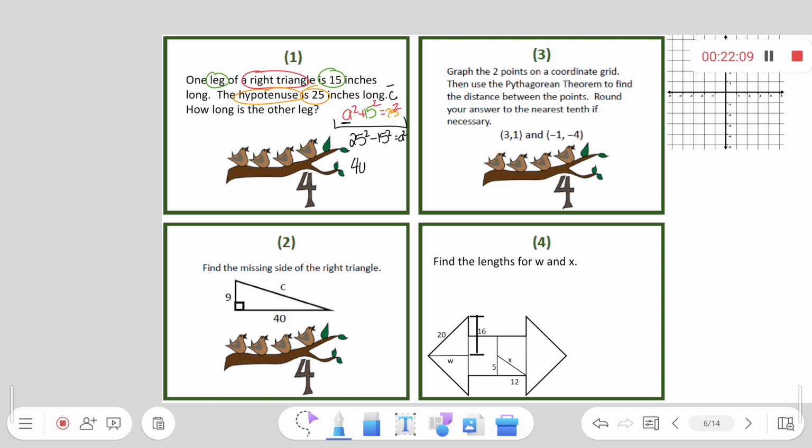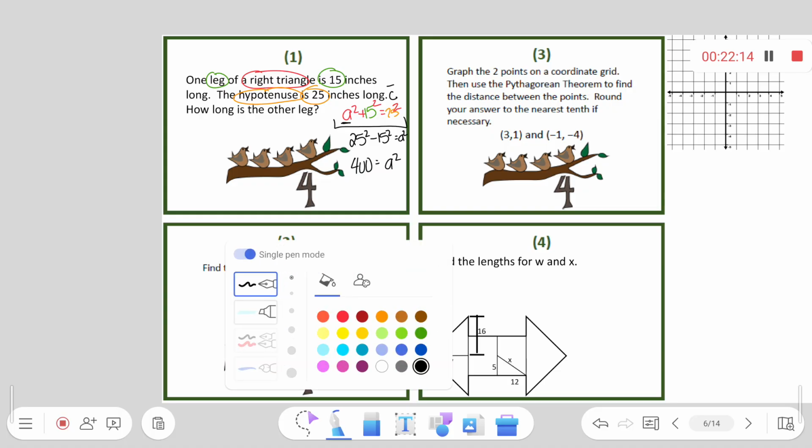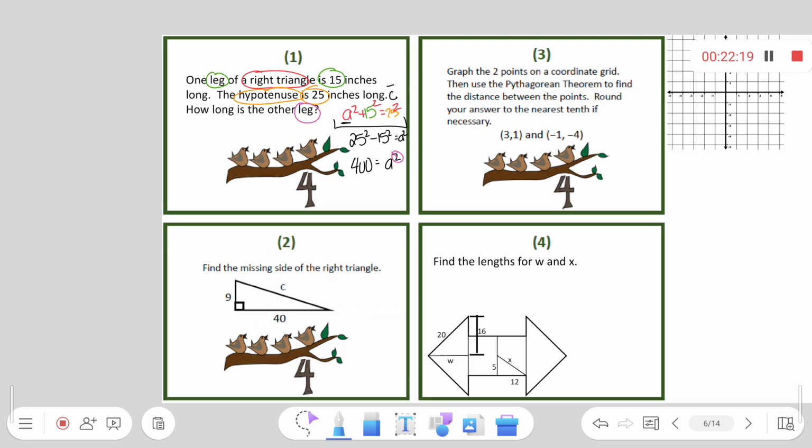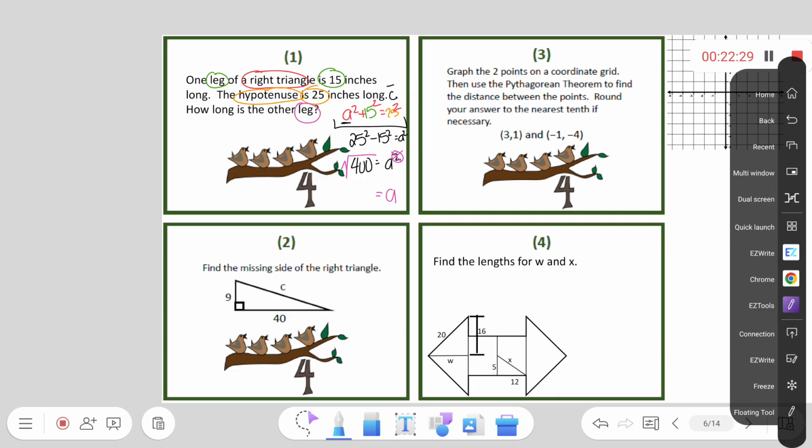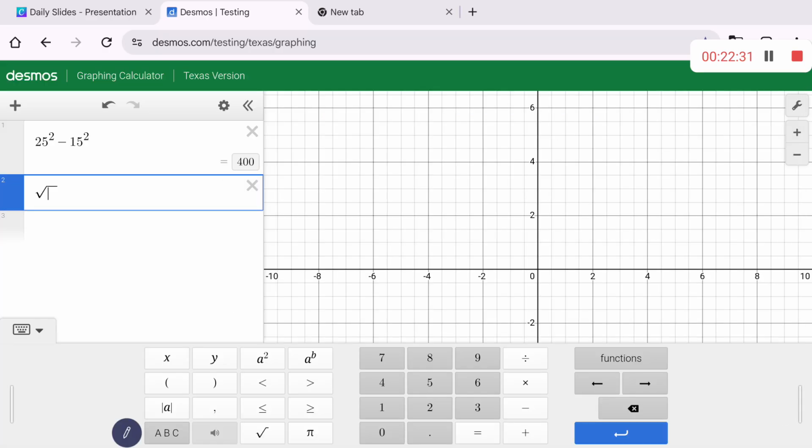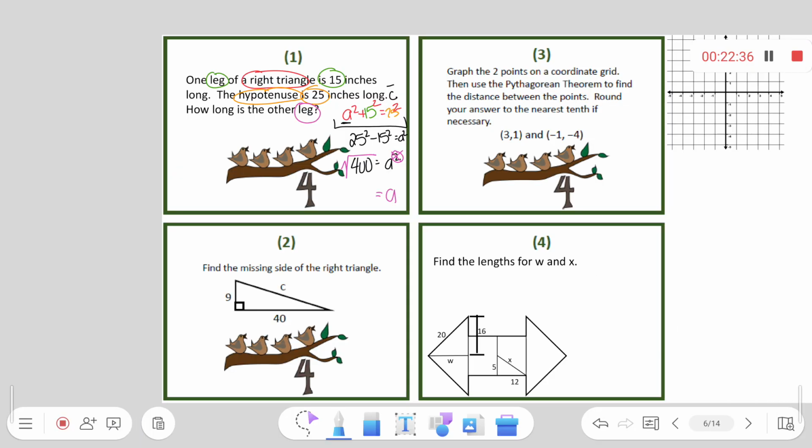So we have 400 equals a squared. However, we weren't asked for the square of the leg. Instead, we were asked for just the leg. So I don't want squared. To get rid of squared, you square root the other side, which means that the leg a is whatever the square root of 400 is. The square root of 400 is 20. I'm not going to do the rest of the calculator work here. I'm just going to give the answers, but you know how you could type them in.